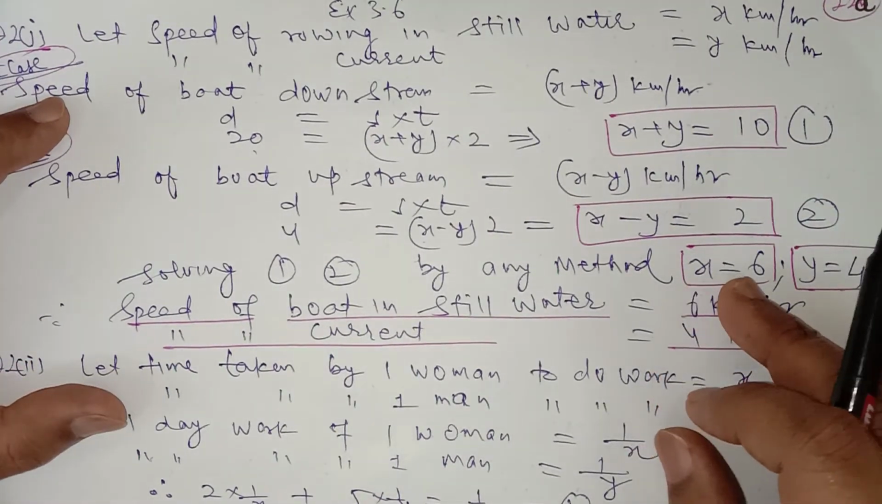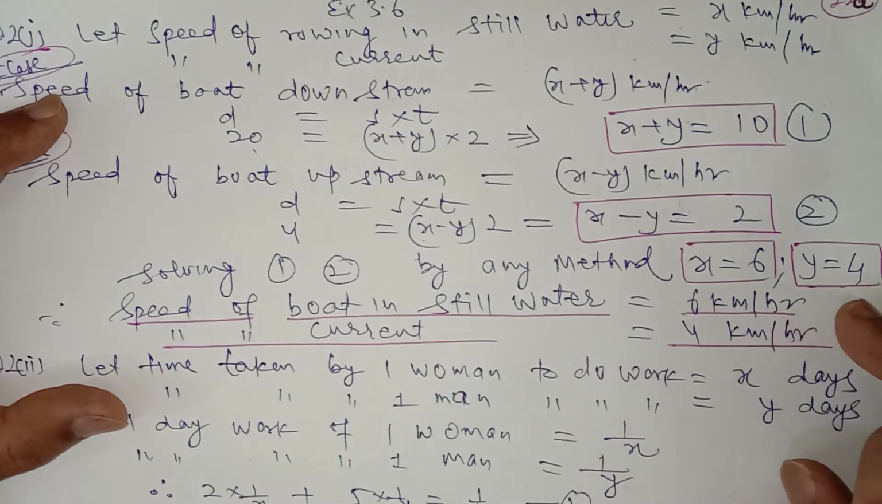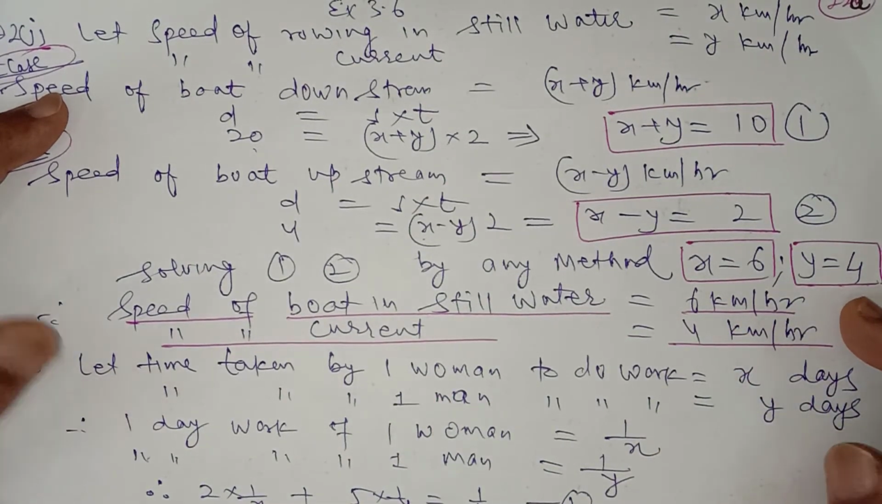Then x is 6, it means the speed of the boat in still water is 6 km per hour. You have to write in the end, and the speed of the current is 4 km per hour.